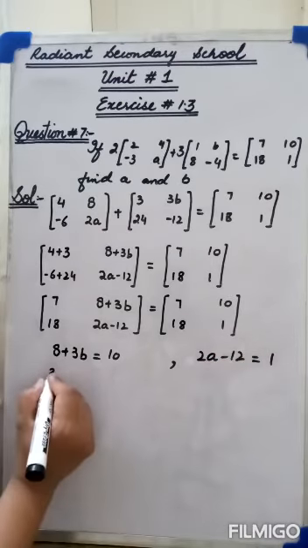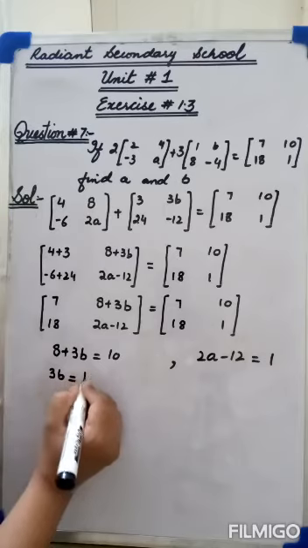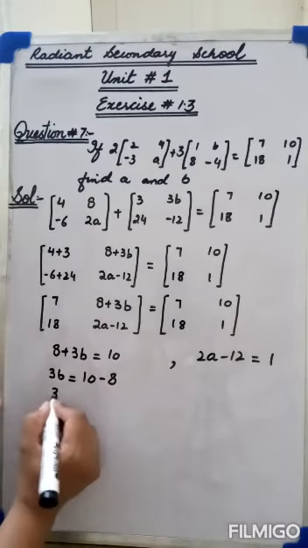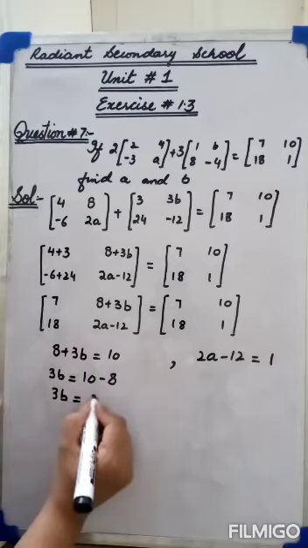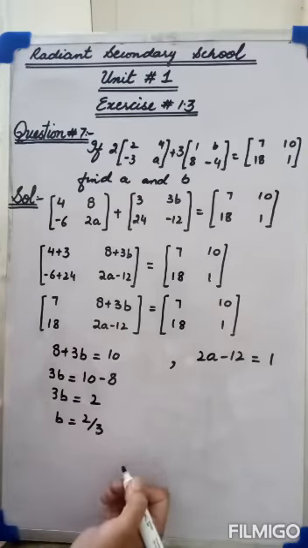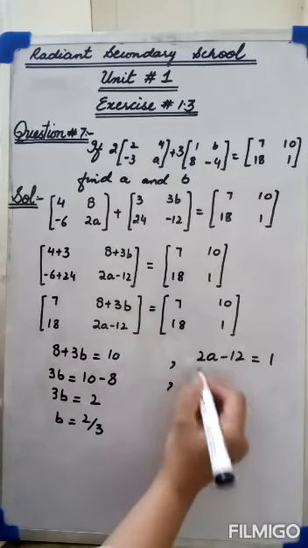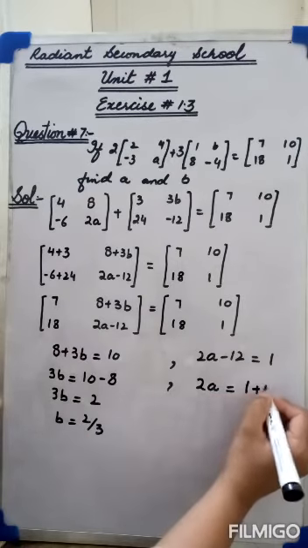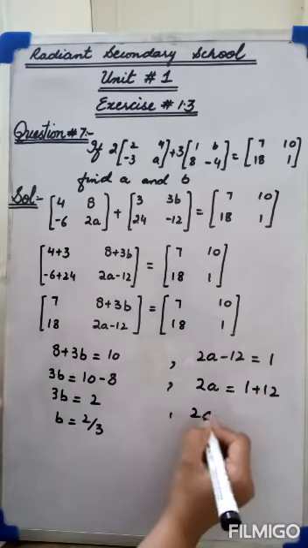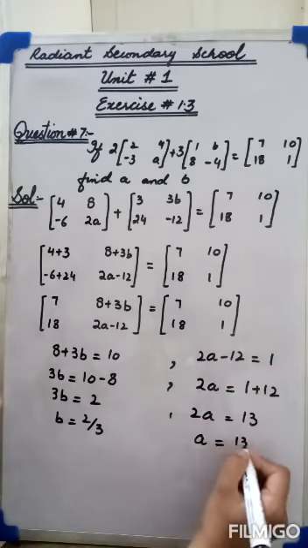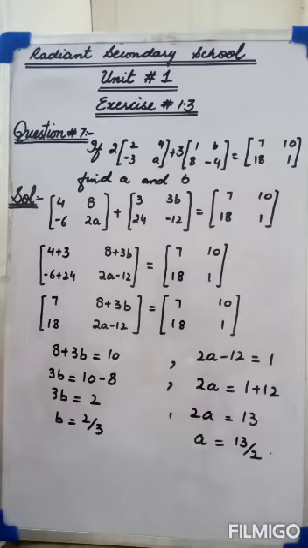So 3b will equal 10. This is plus 8, on the other side it will be minus 8. 3b equals 10 minus 8, which is 2, and b will equal 2 by 3. Similarly, this is 2a minus 12. So 2a will equal 1 plus 12. 2a will equal 13, and a will equal 13 by 2. These are the values for a and b.